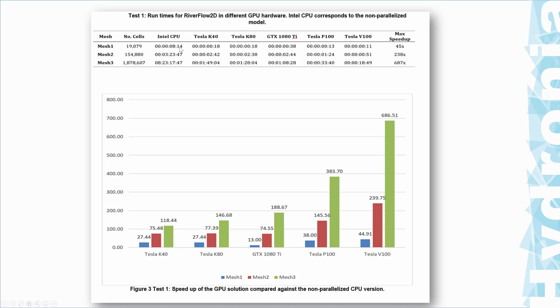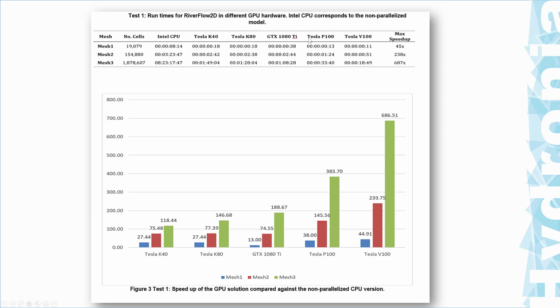We ran the three cases using only CPU. CPU is the simple processor that you have in your computer, and we used one core. So this mesh took 8 minutes and 14 seconds. This mesh took 3 hours and 23 minutes, and this one took 8 days and 23 hours. So look at the increasing time using CPU.